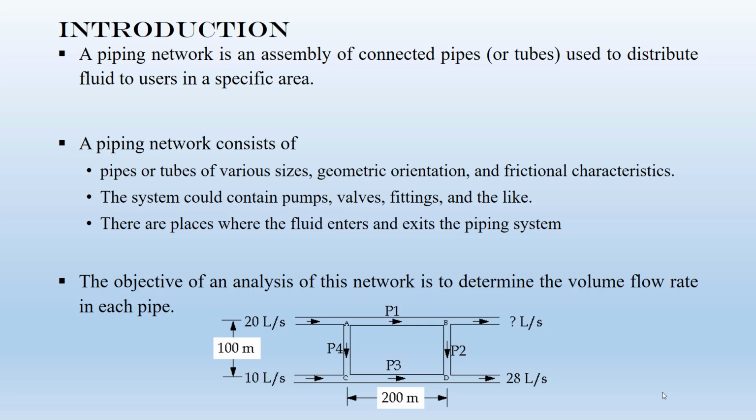Normally pipe networks include series pipes and parallel pipes, so we have both of these cases in pipe networks. In most cases, we may have different pipes with different lengths and different diameters, so they will have different friction factors. We may have some inlets, some exits. We may have several loops for the fluid.